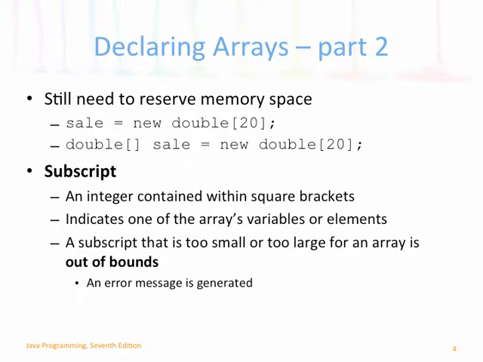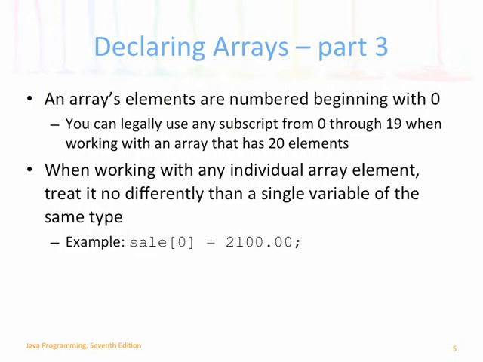The first array element is referenced by 0. It might be helpful to think of that as an offset. So sale sub 0 is the first element in the array because it's at the beginning. Sale sub 1 is offset 1 from the beginning. So sometimes it's helpful to think of it in those terms.